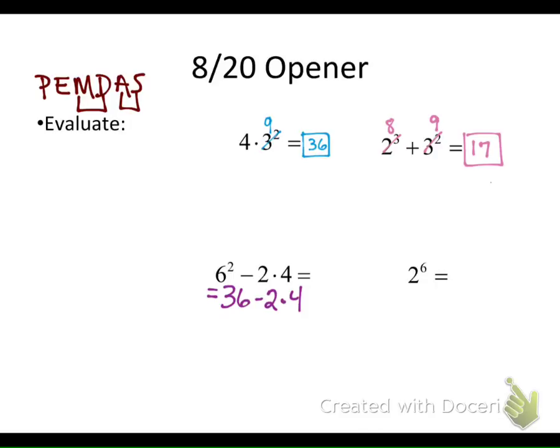So Andy answered. Let's go with Kaylin. What do I do next? So I didn't have parentheses. I did my exponents. Do I have any multiplication or division in this problem? Yeah? Where? 2 times 4, right? What's 2 times 4? You don't get to tell me you don't know.